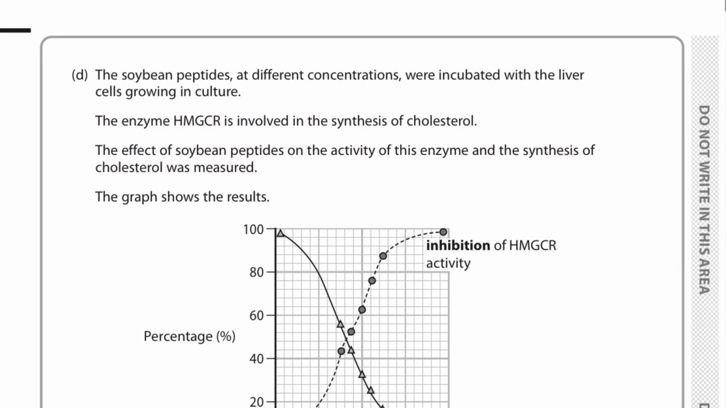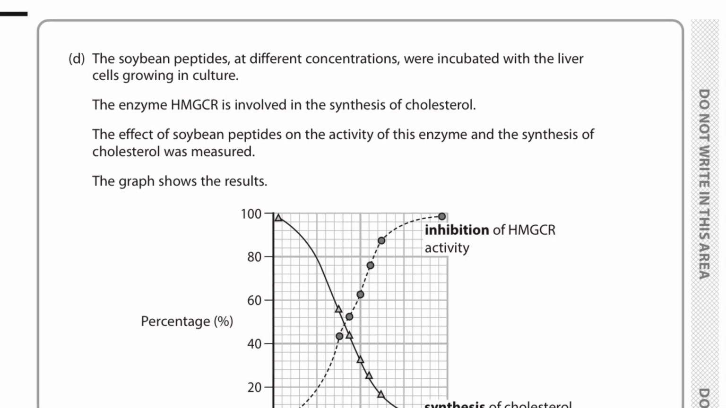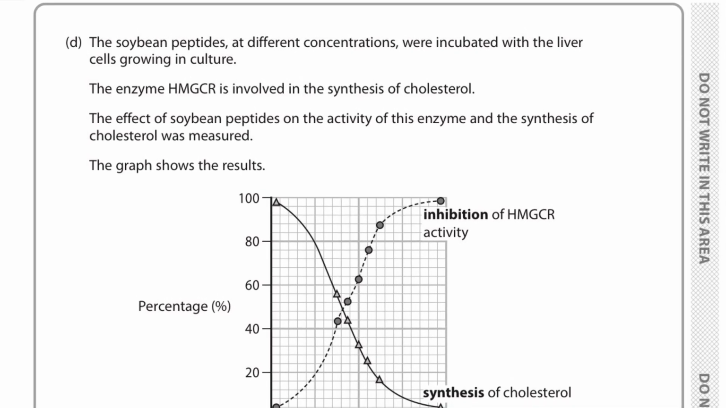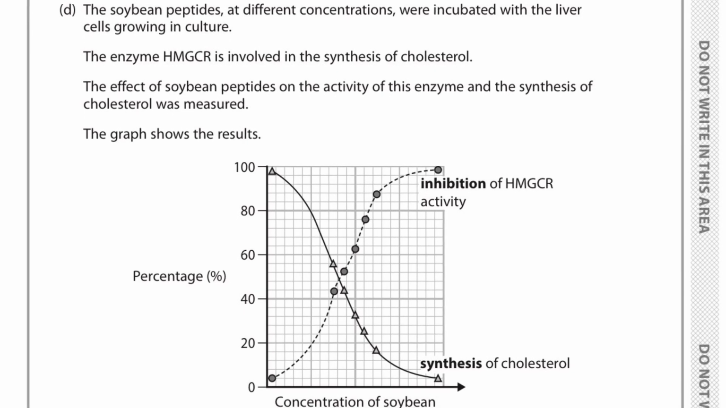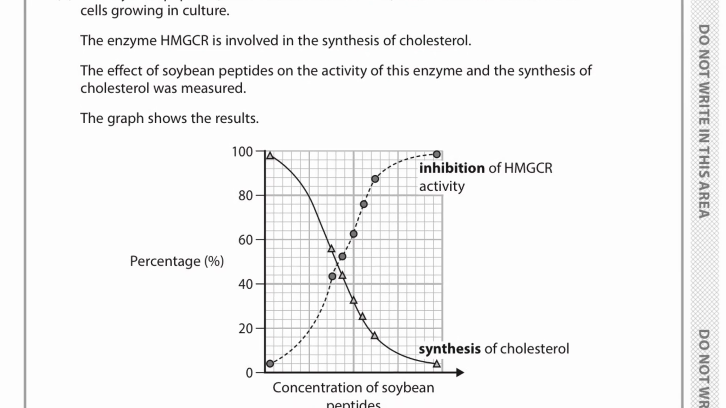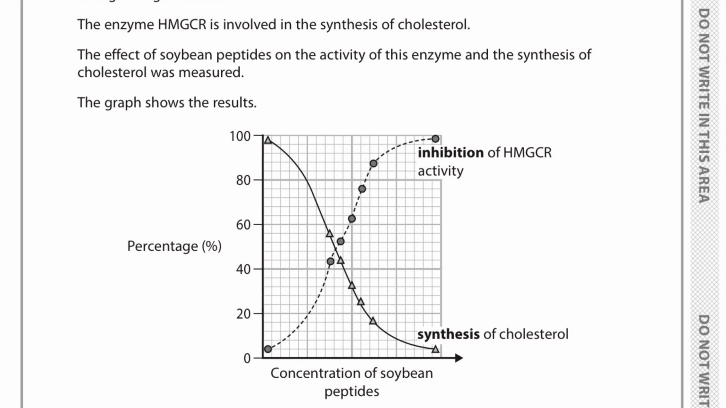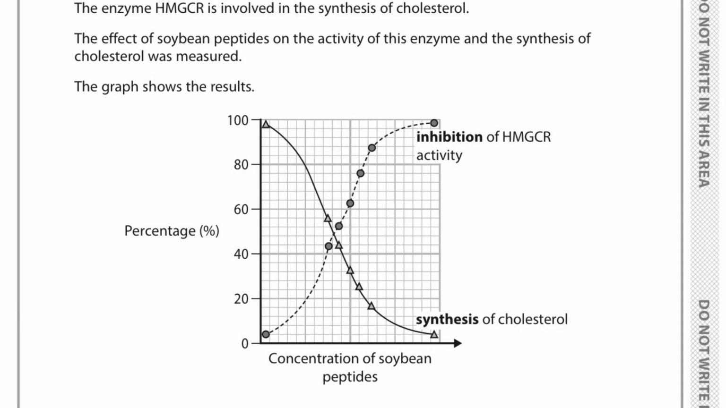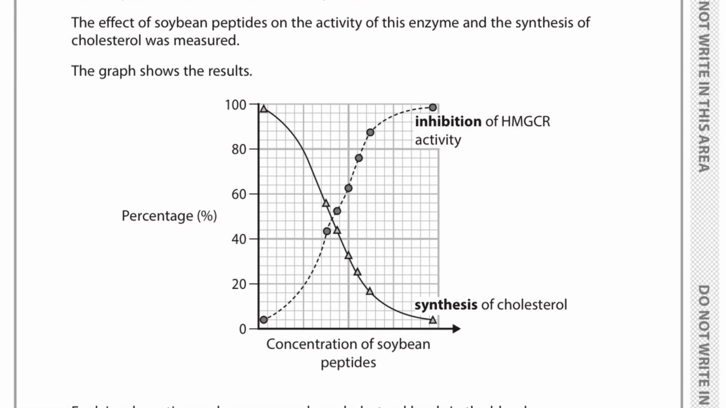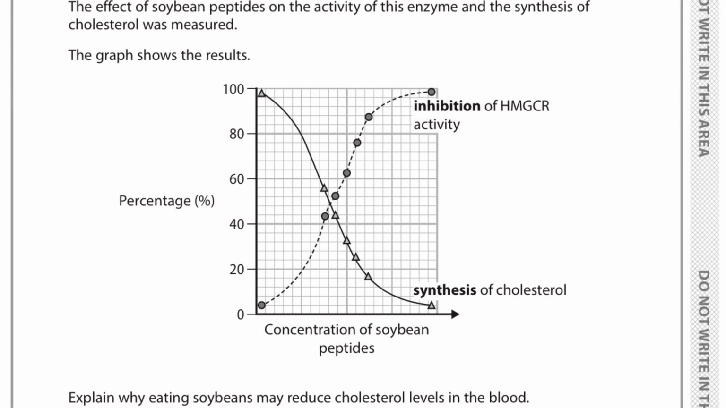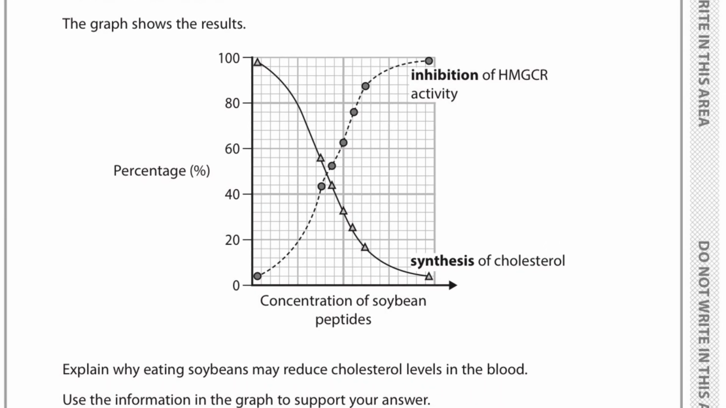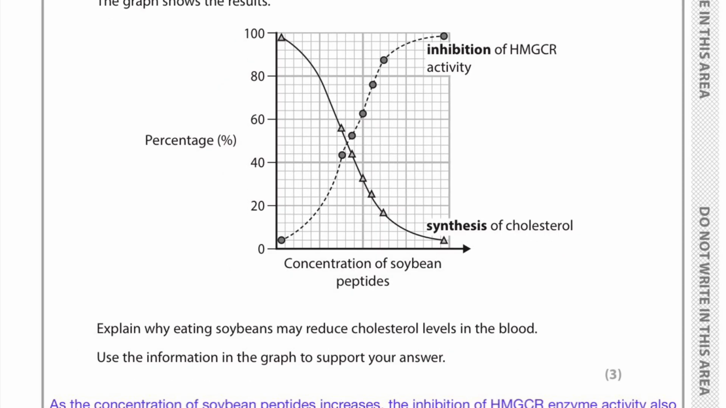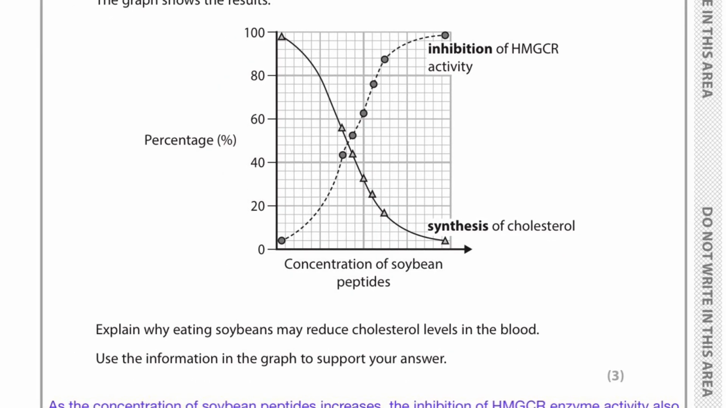In part D, they say the soybean peptides at different concentrations were incubated with liver cells growing in culture. The enzyme HMGCR is involved in the synthesis of cholesterol. The effect of soybean peptides on the activity of this enzyme and the synthesis of cholesterol was measured. They show a graph. As the concentration of soybean peptides increases, inhibition of HMGCR activity increases. Meanwhile, synthesis of cholesterol decreases.